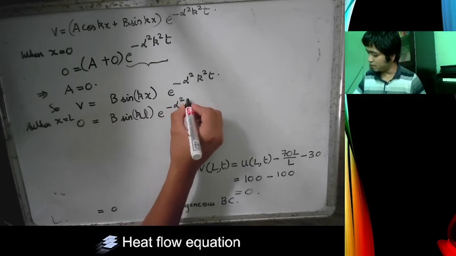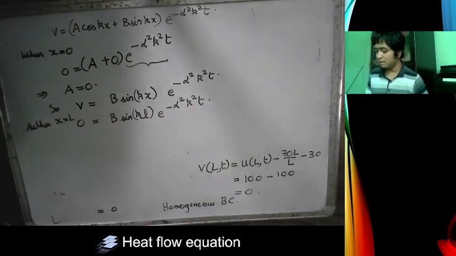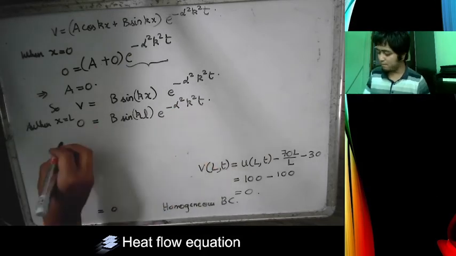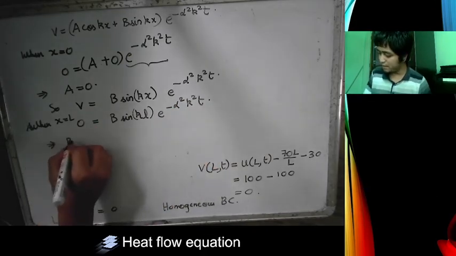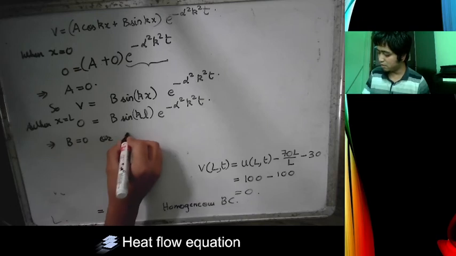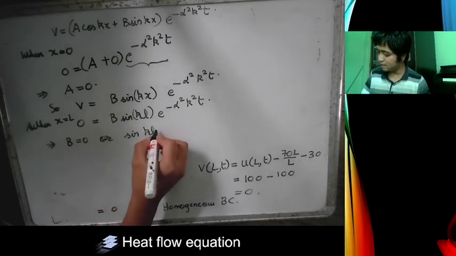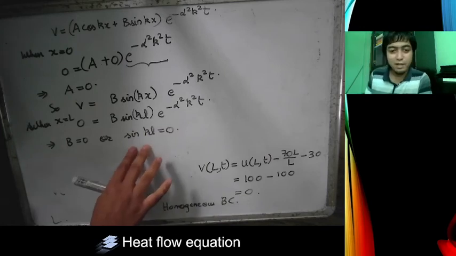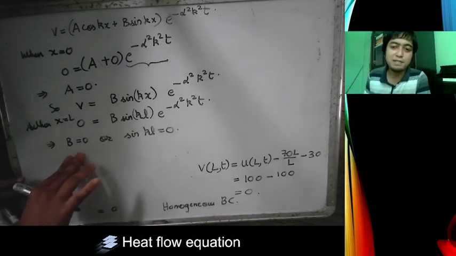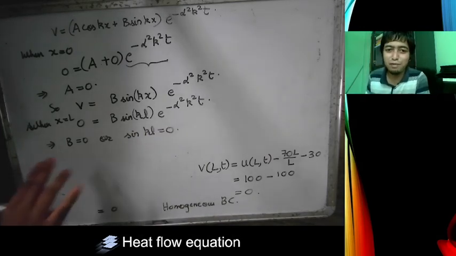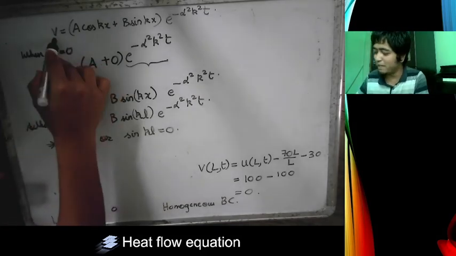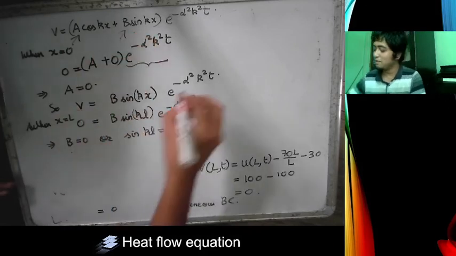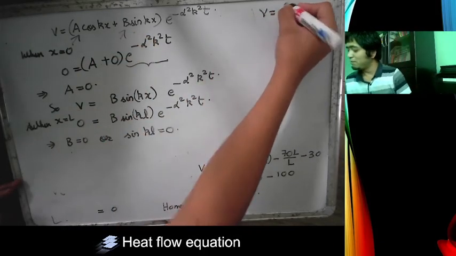Okay, and over here we'll be having this. So if you notice this one, this part won't be equal to 0. So you will be having this B equal to 0 or sin KL equal to 0. But if B is equal to 0, what will we be getting? We will be getting that V will be equal to 0 because A is 0. Now B is also 0, so V will always be equal to 0.